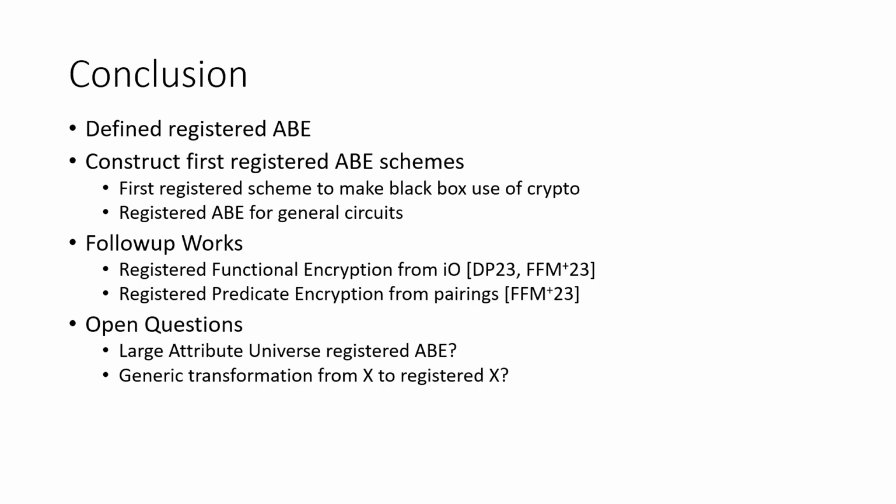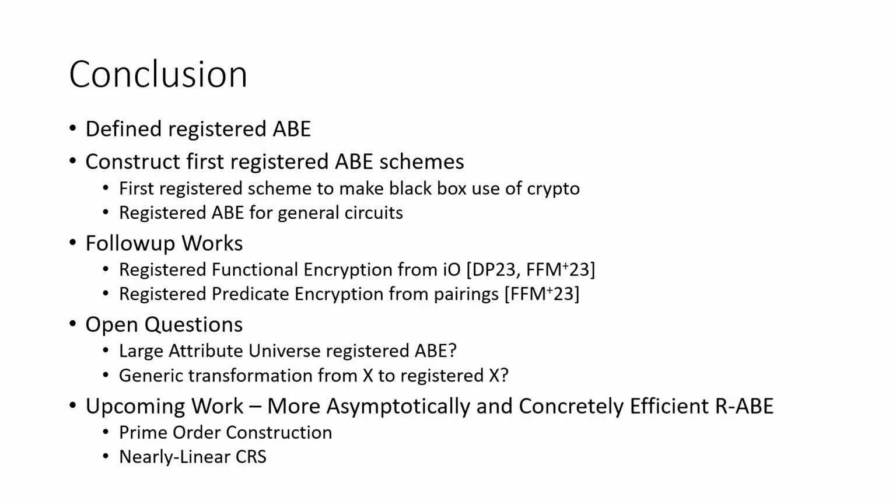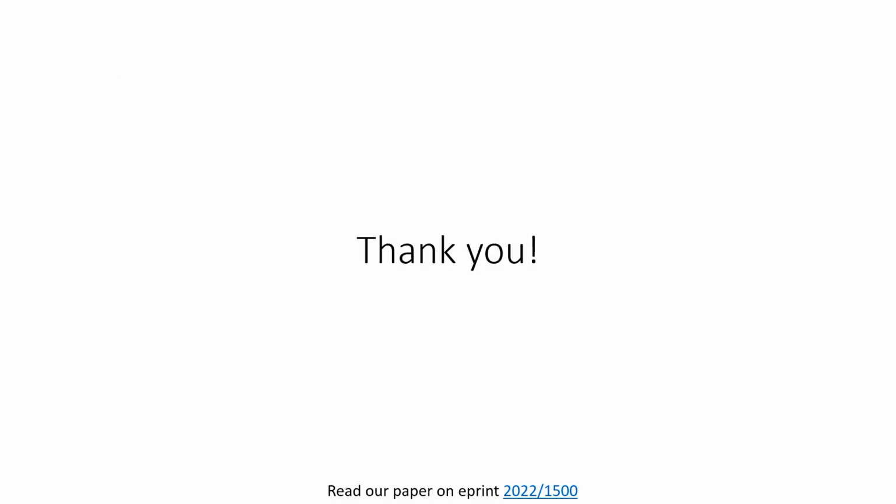And finally, I'd just like to mention that we also have an upcoming work where we construct a both asymptotically and concretely more efficient bounded registered ABE scheme. It's more efficient in that we're able to do this in prime order groups instead of composite. And the CRS size, rather than being quadratic, is nearly linear. Thank you.